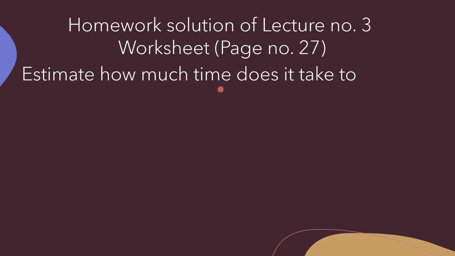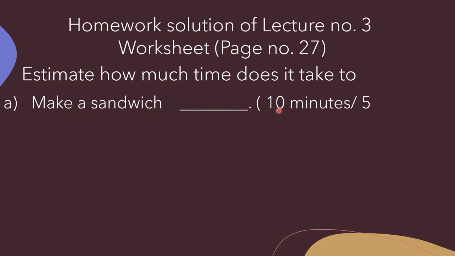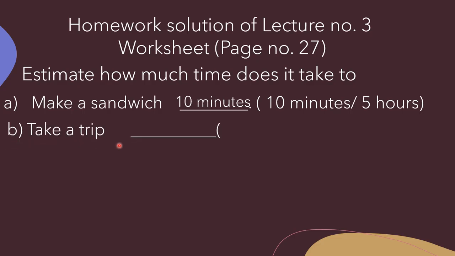Now estimate how much time does it take to. So here in A part it is given make a sandwich and we have two options 10 minutes or 5 hours. So beta to make a sandwich how much time we can take? That is 10 minutes. So here we will write 10 minutes. Now in B part it is given take a trip 5 days or 10 minutes. क्या हम 10 minutes में एक trip ले सकते हैं बेटा? No. So it takes 5 days. So here we will write 5 days.